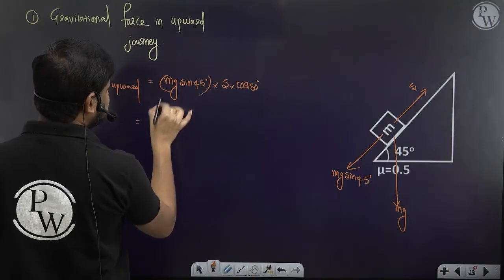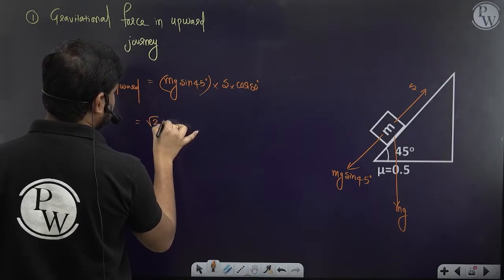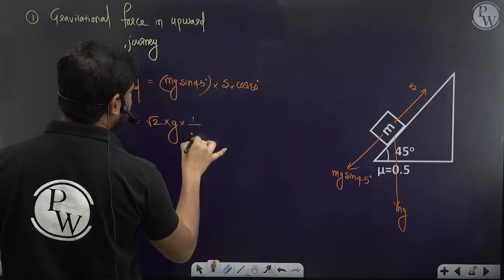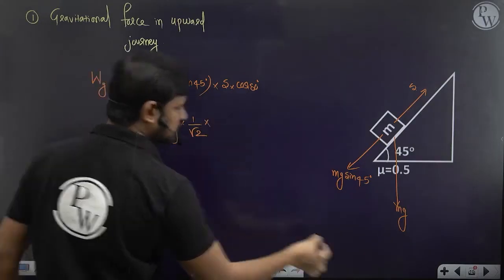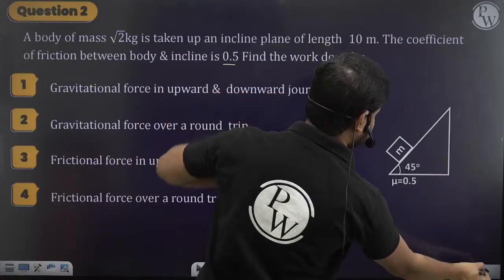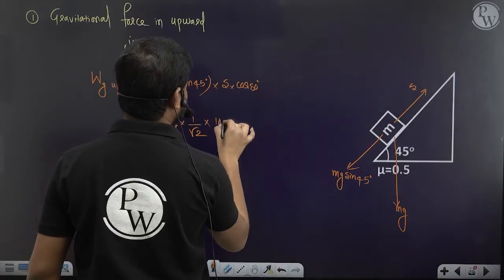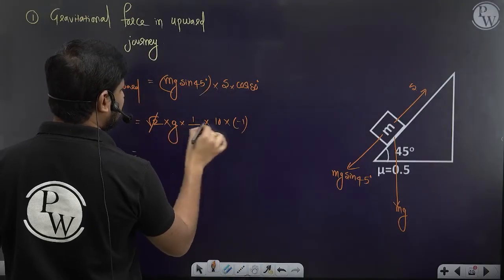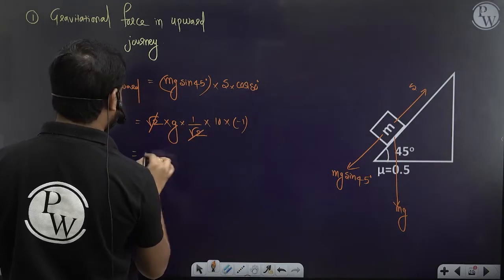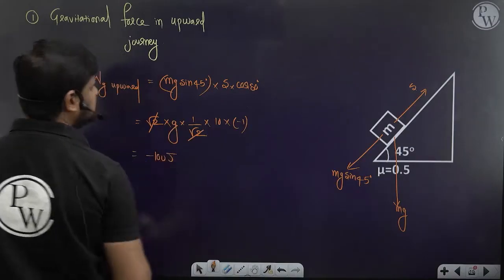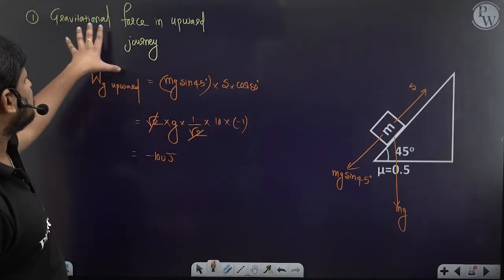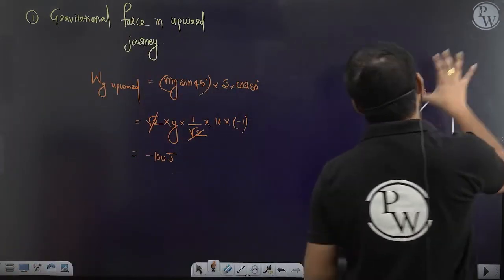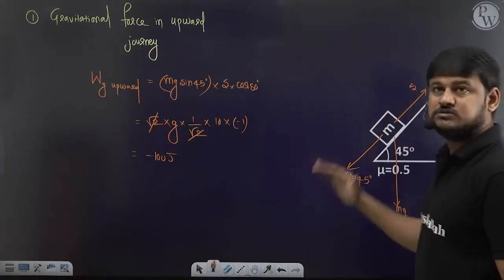So here the mass is √2 kg, and then g, and then sin 45 is 1 by √2, and then s, so it is displaced by 10 meters, into cos 180, which is minus 1. So √2 cancels, 10 into 10 is 100, so minus 100 joules. So this is the work done by the gravitational force in the upward journey, that means the body is moving upward and the gravitational force is downward.